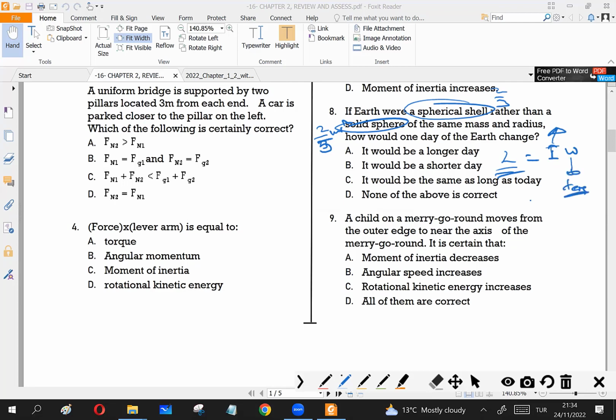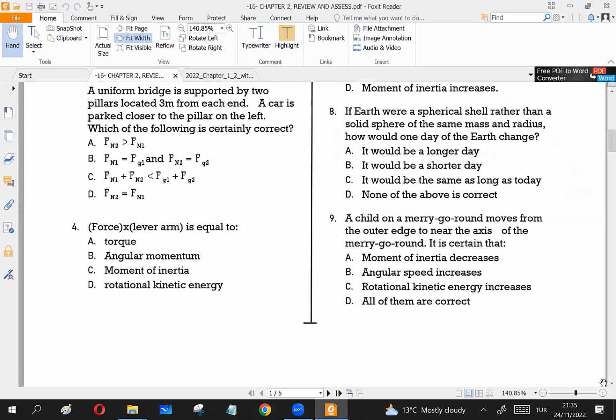If angular speed decreases, that tells you that Earth starts rotating slower. And if it is rotating slower, it completes one rotation in a longer time. So one day of the Earth is going to be longer. It would be a longer day. And question number 9 is about conservation of angular momentum again. A child on a merry-go-round moves from the outer edge to near the axis, so gets closer to the center.